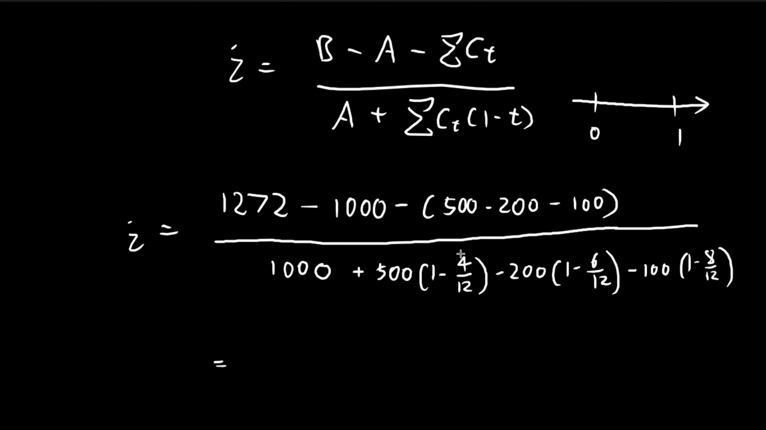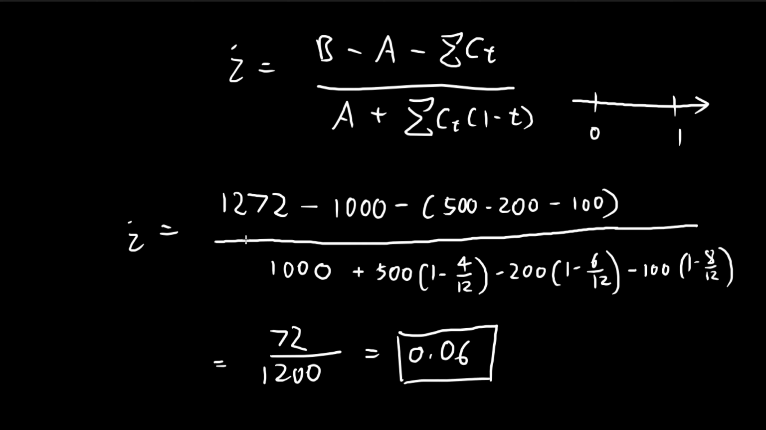And then just apply this to your calculator, do your calculations, you'll find that this is equal to 72 divided by 1,200, and it's equal to 0.06. So this is how you apply the dollar-weighted rate of interest formula.